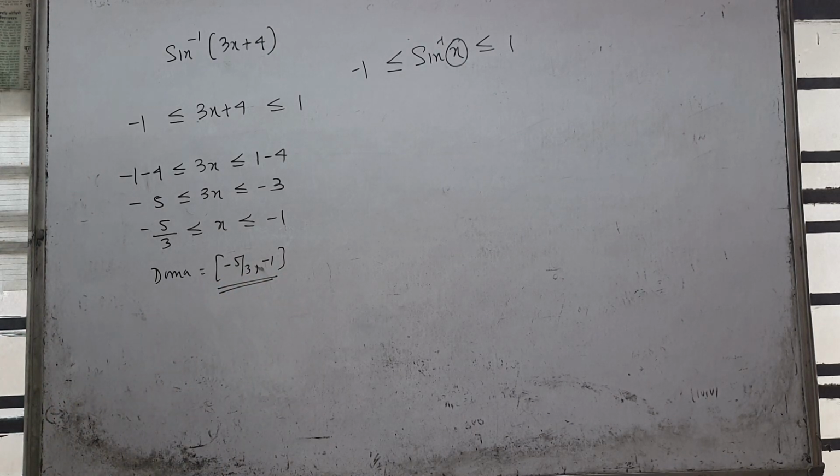Is it clear? Remember this. Understood? Because the value of sine will always lie between minus 1 to 1. Is that clear? And inverse will lie between minus pi by 2 to pi by 2. Is it clear?